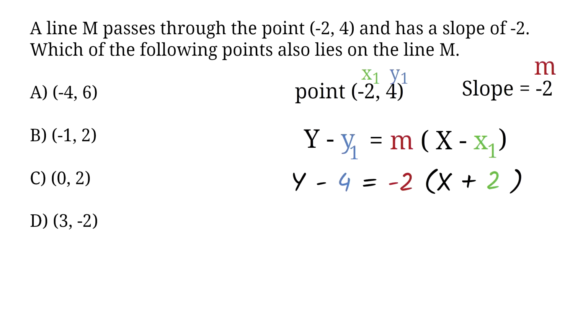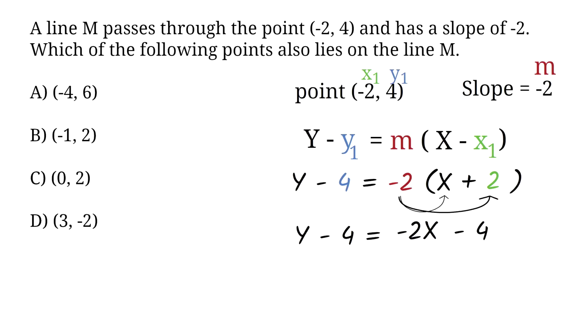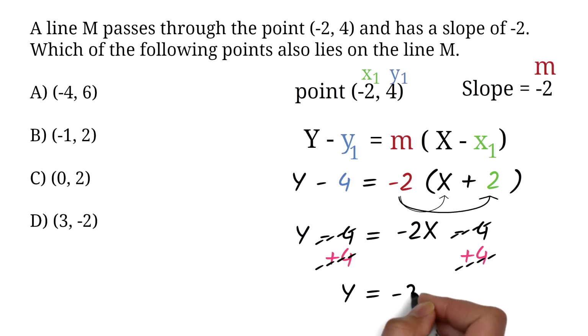We expand. -2 times x is -2x. -2 times 2 is -4. So we have y minus 4 equals -2x minus 4. We want the y to be on one side of the equation. We will add 4 to both sides. The 4 will cancel out. So we have y equals -2x.